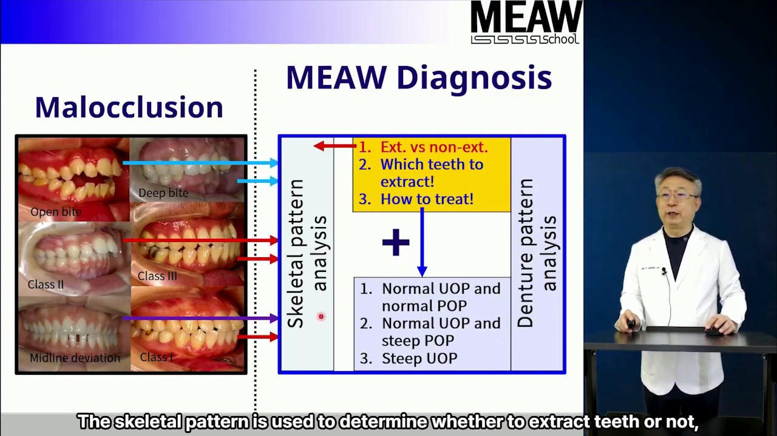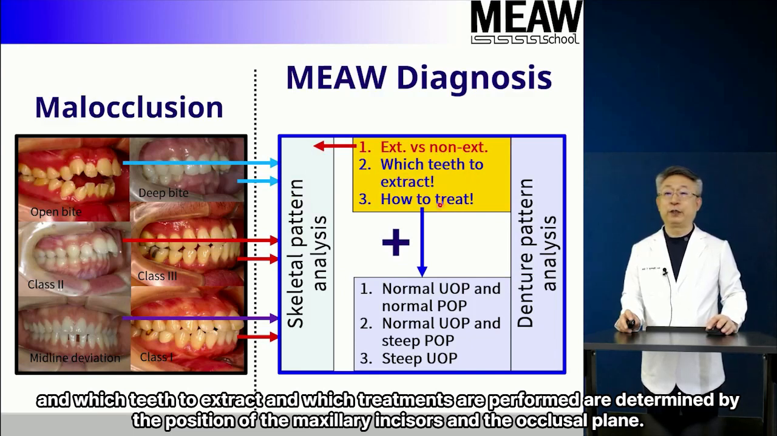The skeletal pattern is used to determine whether to extract teeth or not, and which teeth to extract and which treatments are performed are determined by the position of the maxillary incisors and the occlusal plane.